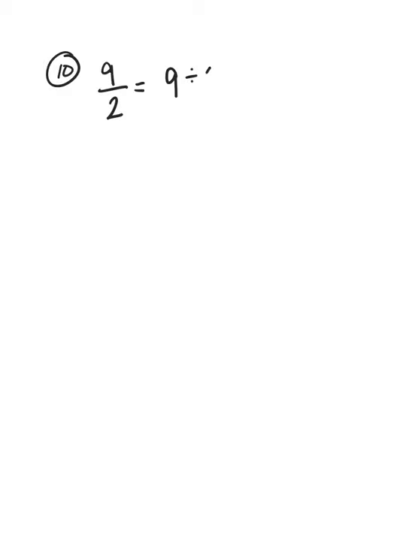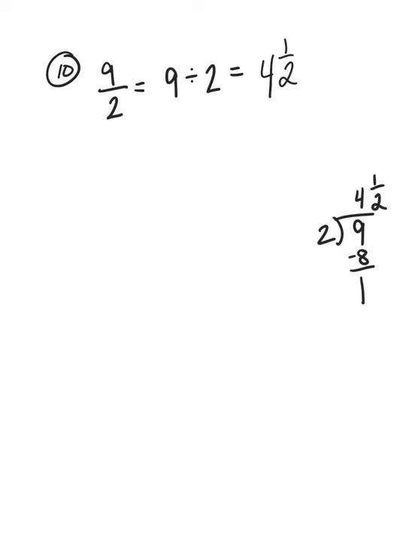Let's begin by rewriting it as a division expression, and then work the problem off to the side. 9 divided by 2 is 4. 4 times 2 is 8. I have 1 left over. So 9/2 is equivalent to 4 and 1/2, or 4.5. And you can double check it with an area model if you need to.